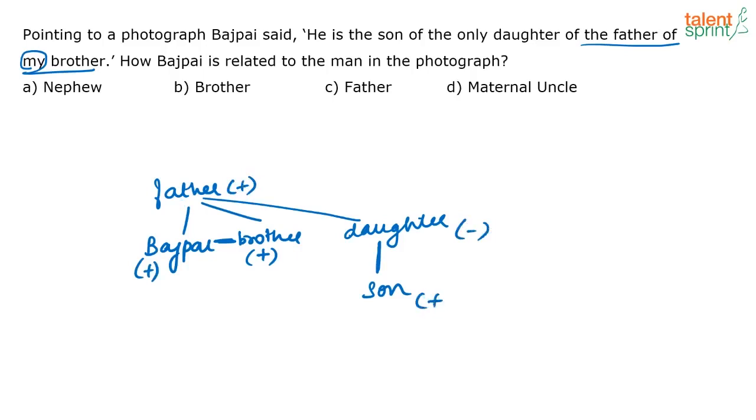Now how is Bajpai related to the man in the photograph? See, these three are siblings: Bajpai, one brother and one daughter. So this son, how is he related to Bajpai? He is Bajpai's sister's child, or Bajpai is this child's maternal uncle, that is the uncle from the mother's side. So the correct answer here is option D, uncle from the mother's side or maternal uncle.